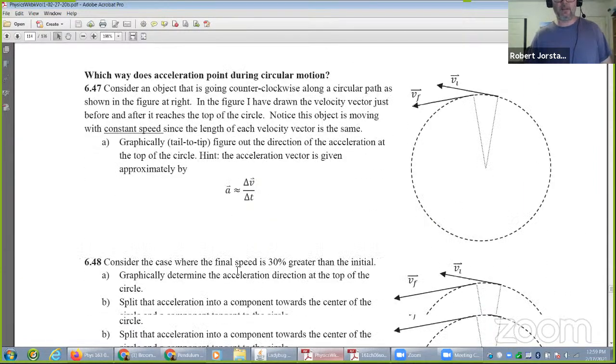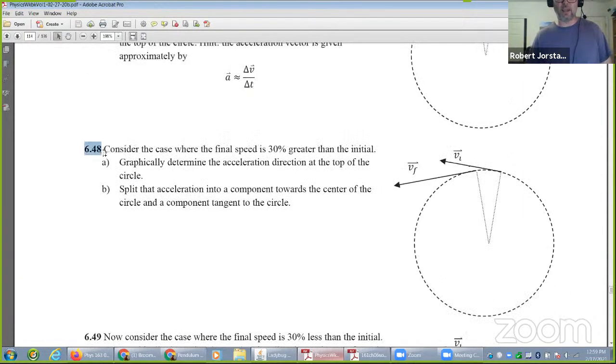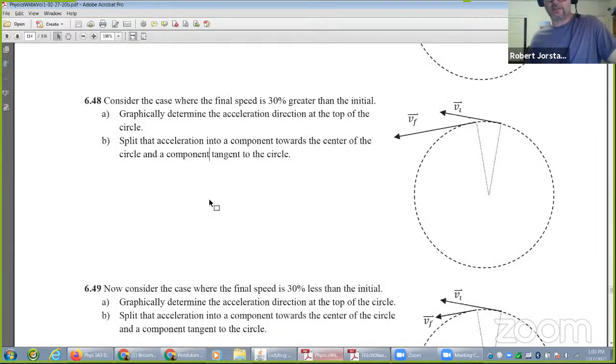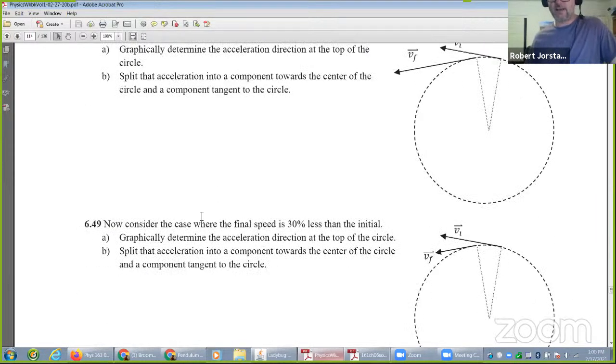By the way, if you want, 6.48 and 6.49 discuss what happens if the speed is changing, and you could draw the acceleration vector. Okay. And when you do that, you'll see that there's components in different directions. Maybe this is a good time. You're probably bored here.